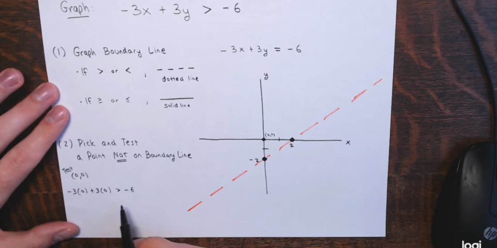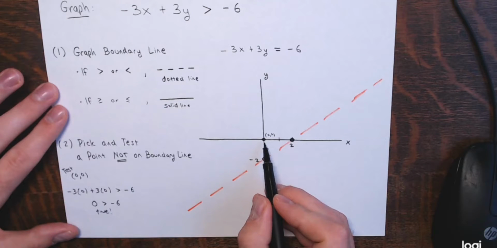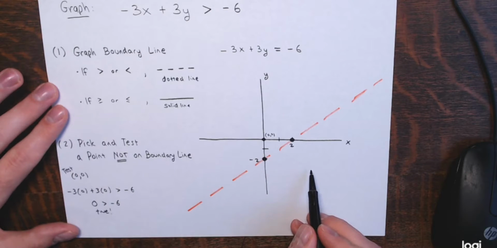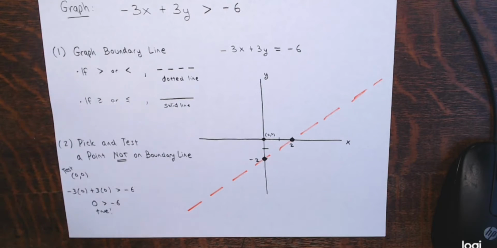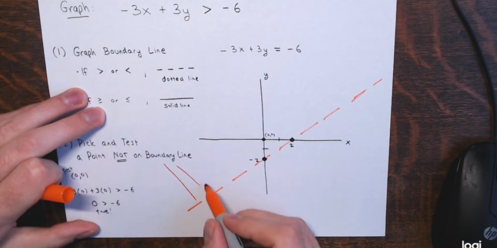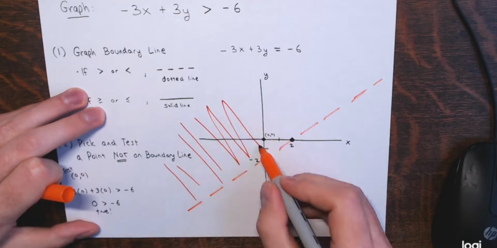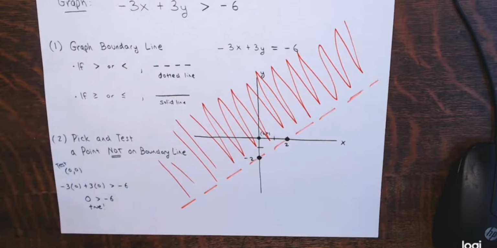Well, the left side is just 0. Is that greater than negative 6? Yes, that's true. So that means the side with this point has all the solutions. And the side opposite that boundary line, the side that doesn't have that point, has no solutions. So the solutions to this inequality, and this is where I'm going to do the shading, the side with 0, 0 on it, I'm going to shade. This side of that boundary line has all the solutions, and the other side has no solutions.